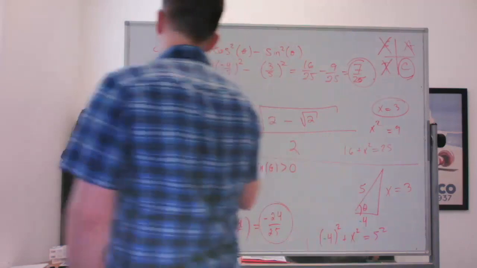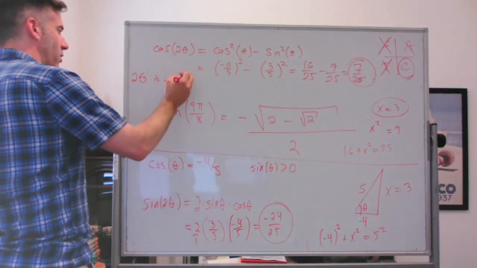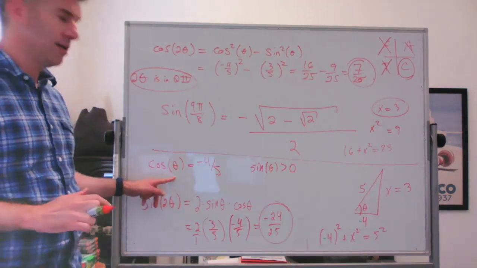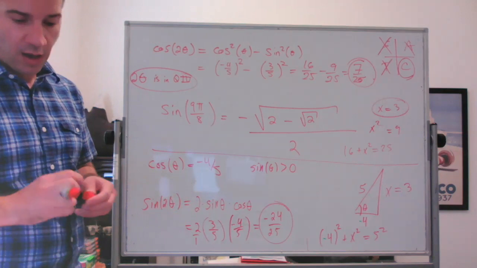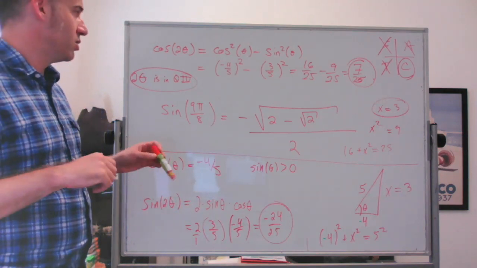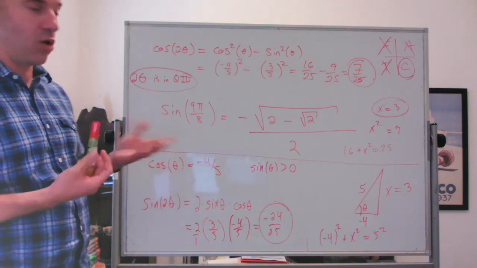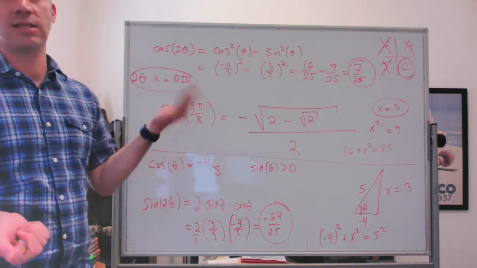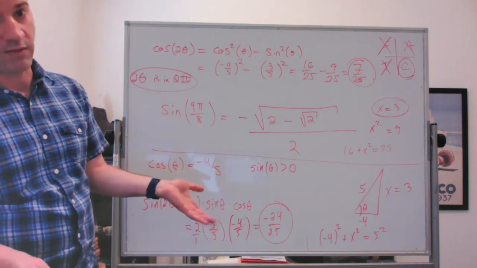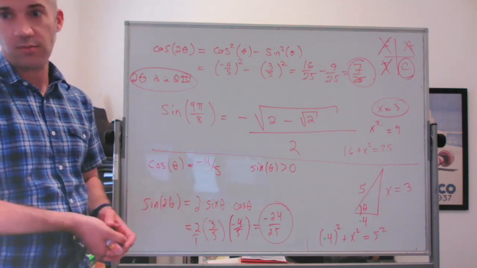So to answer the third part of this question, 2 theta is in quadrant 4, whereas the original angle theta is in quadrant 2. But I want to remind you all, you can't just double the quadrant. You really need to look and see, is sine of 2 theta positive or negative? Is cosine of 2 theta positive or negative? And then I can determine what quadrant the angle is in.